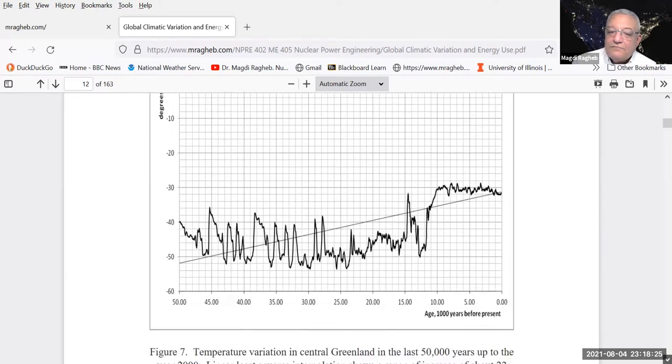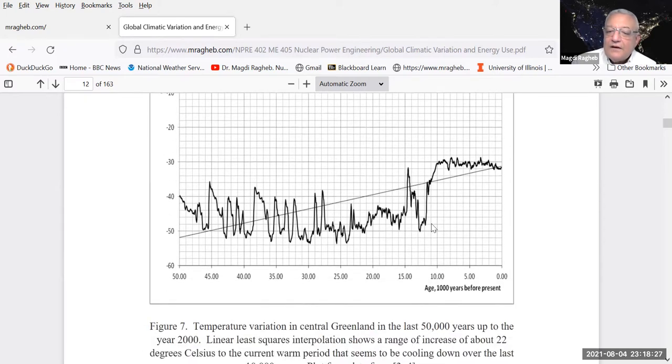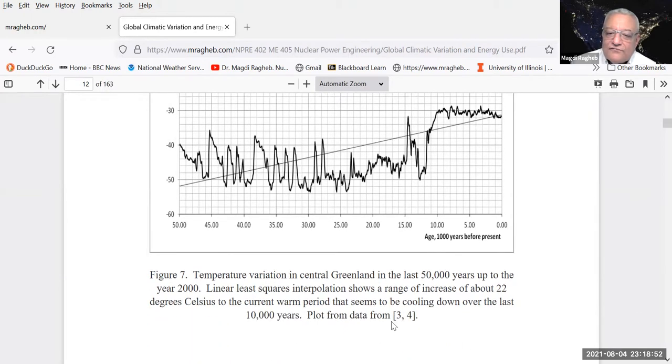If you look at the temperature of the Earth over the last, say, 50,000 years, you'll find fluctuations also. But if you put it on a linear fit scale, it's not decreasing anymore like in the previous graph; you find that there is an increase in the temperature of the Earth. So that's over a scale of 50,000 years before present. I give you the references for the Iceland variation here, reference 3 and 4.